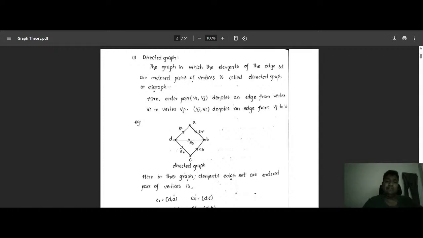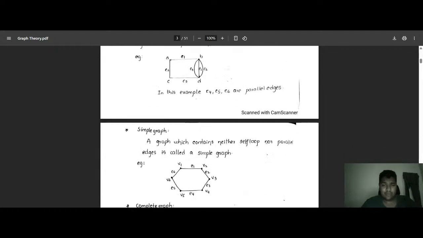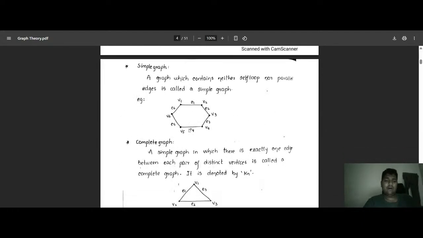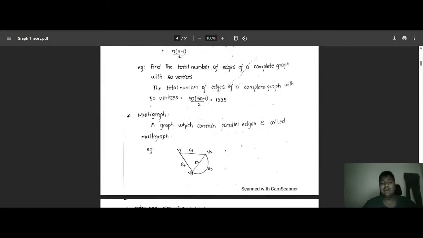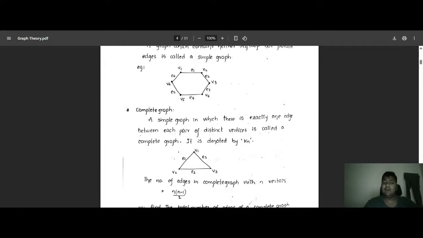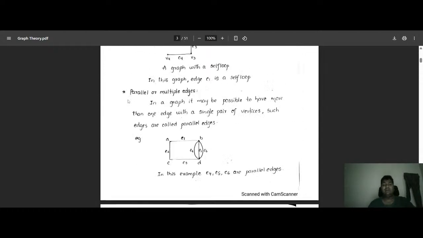Okay, so I have explained directed. Undirected means the elements should be in the edge. Okay, null, and all these things, you have multigraph. What is a multigraph? It contains parallel edges. Complete graph means we should finish completely. Simple, very easy. A graph with neither self loops nor parallel edges is called a simple graph.